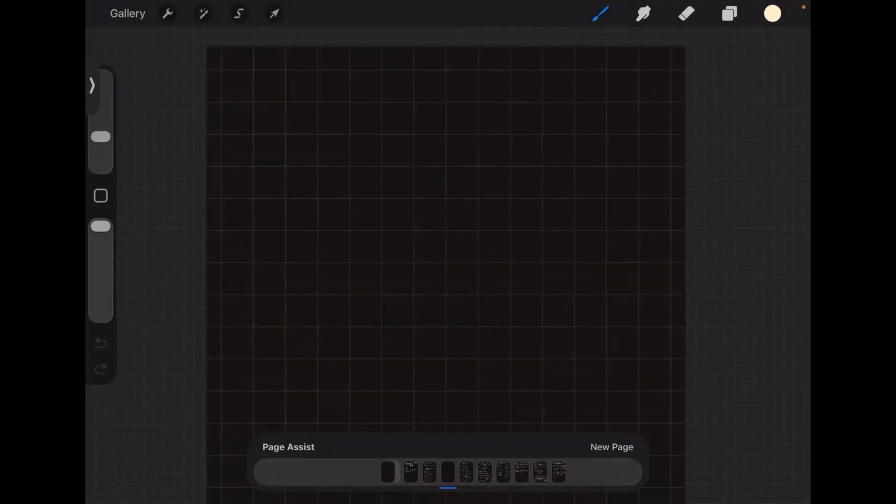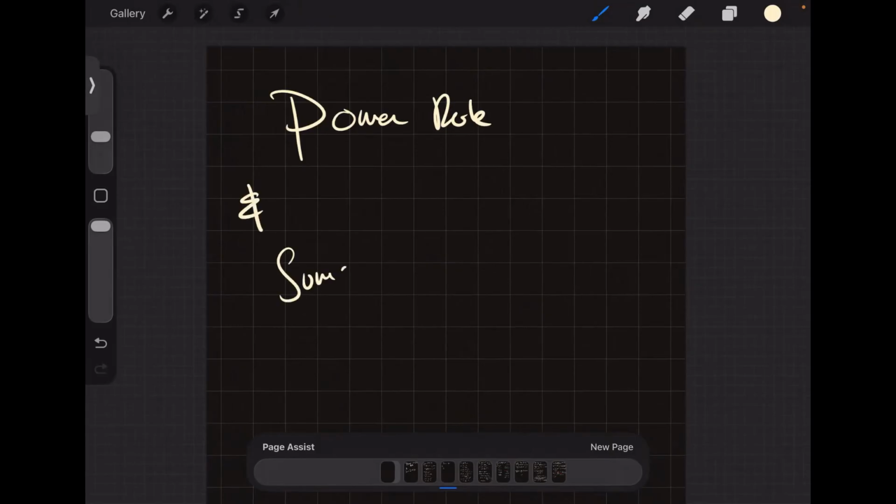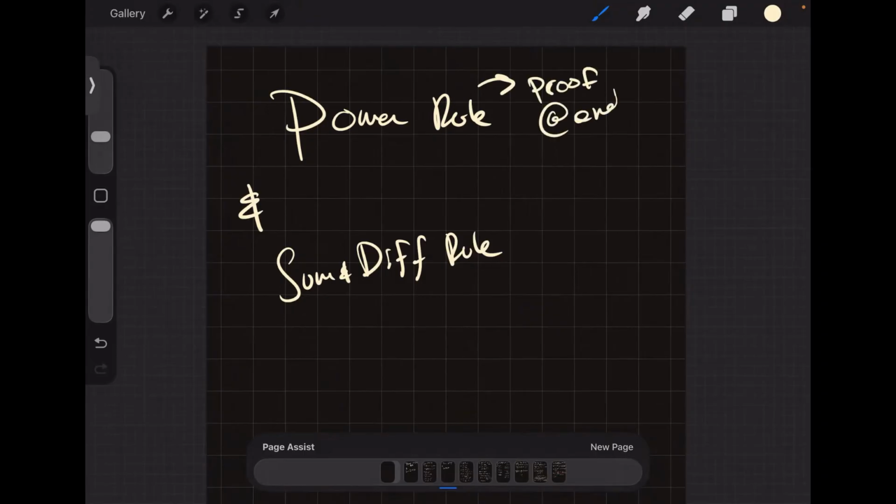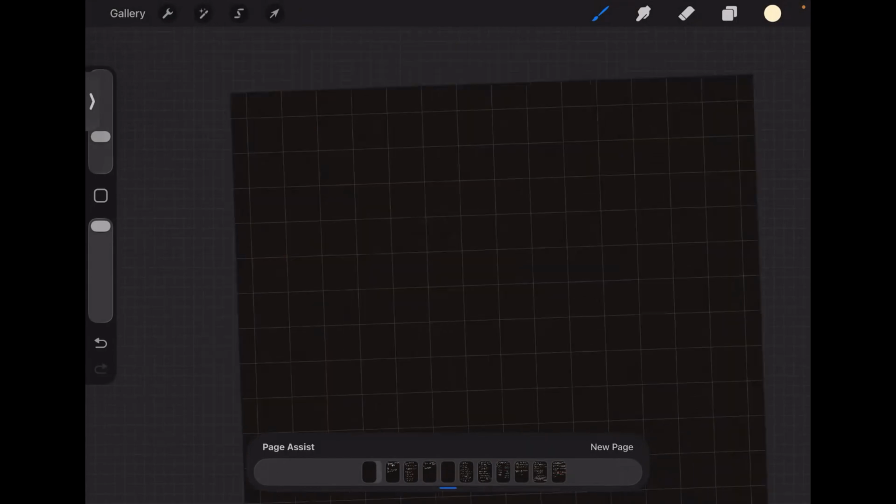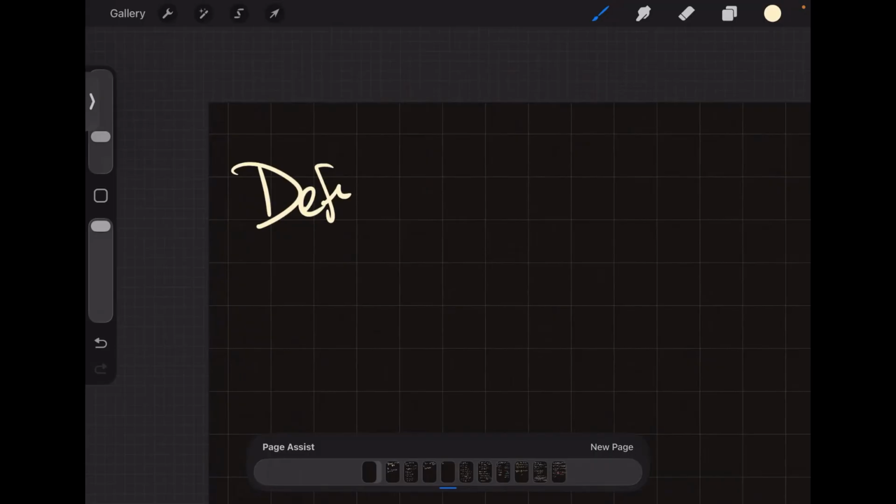Today we'll be covering the power rule and the sum and difference rule with lots of examples and a proof at the end of the power rule for positive integers. It works for non-positive integers as well. This definition is going to be the power rule.